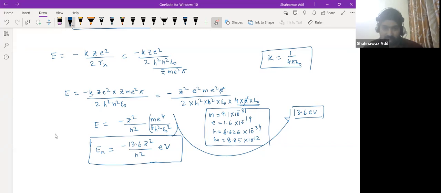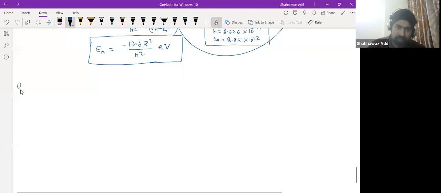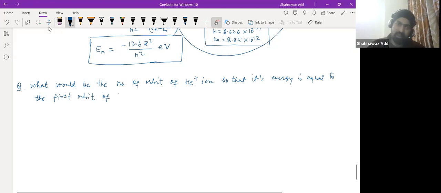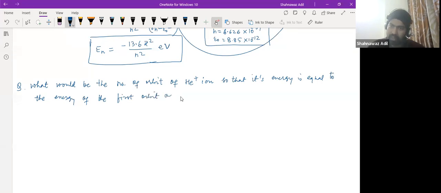So let's say I give you a question like this: what would be the number of the orbit of helium plus ion, so that its energy is equal to the energy of the first orbit of hydrogen atom.